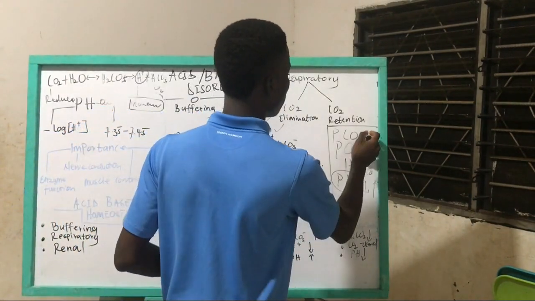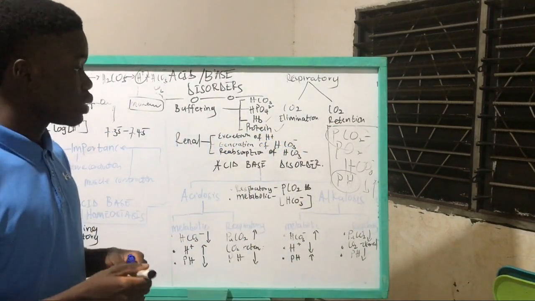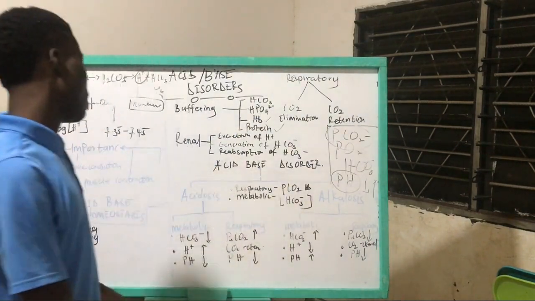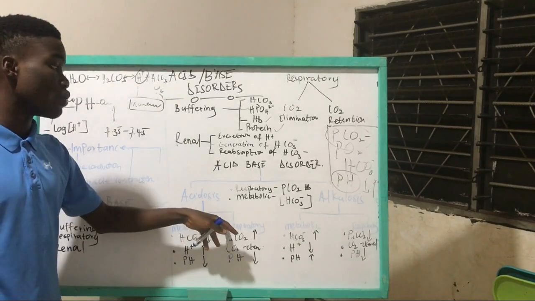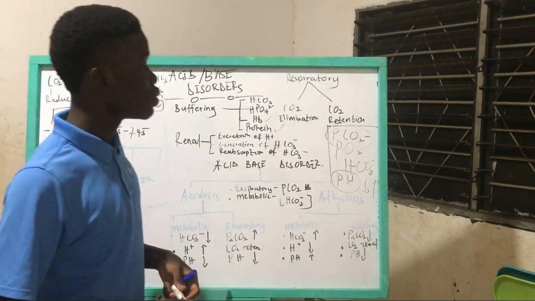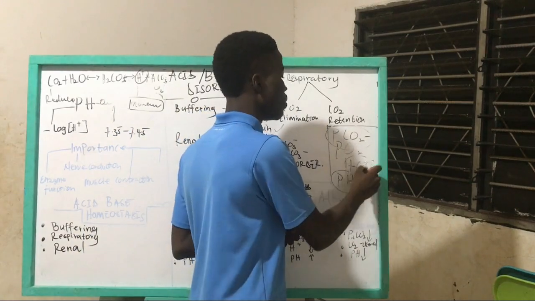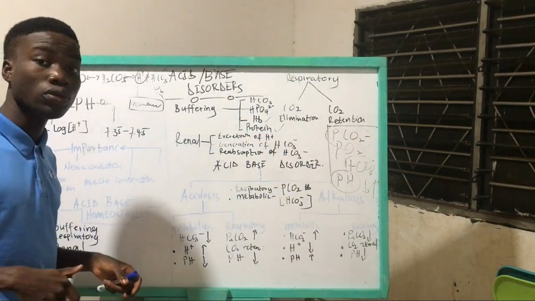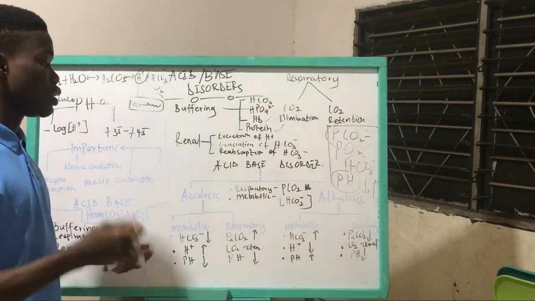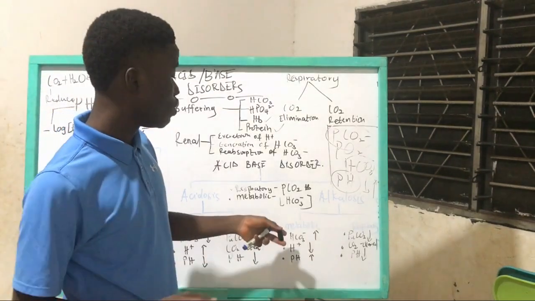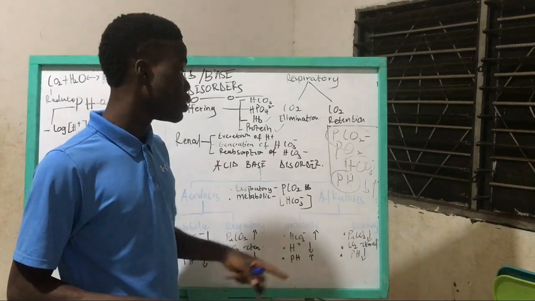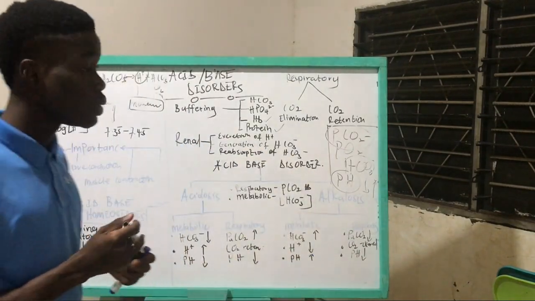Now, how would you know whether it's respiratory or metabolic? We use the partial pressure of carbon dioxide. Once the carbon dioxide increases, it is a respiratory condition. Once it has to do with carbon dioxide, it's a respiratory condition, and once it has to do with hydrogen carbonate, it's a metabolic condition. That is how we distinguish between respiratory acidosis or respiratory alkalosis, or metabolic alkalosis.